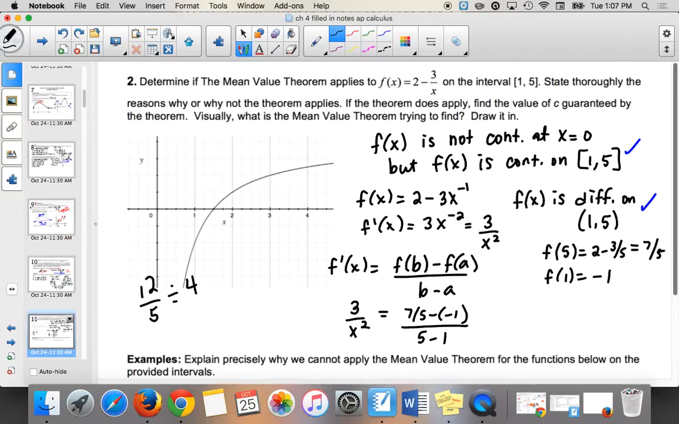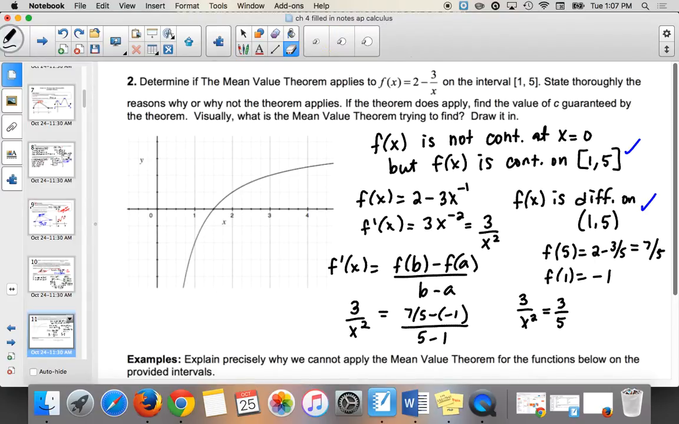Or you could just take the 12 and say, I have 12 out of 5, so if I divide that 12 into 4 pieces, I'm only going to have 3 out of 5. So this is all 3/5. So I get 3 over x squared equals 3/5. You could do all that cross multiplication, but you could also just realize that 3 over something equals 3 over something. So what is x squared? x squared is 5, so x equals plus or minus the square root of 5. So when it says find the value of c guaranteed by the theorem, it's just root 5.